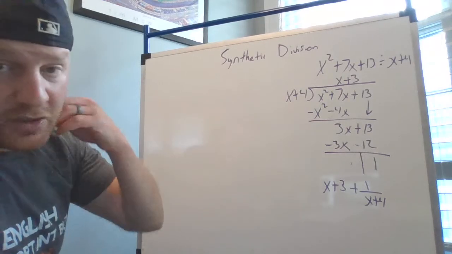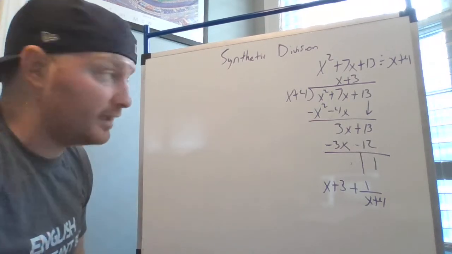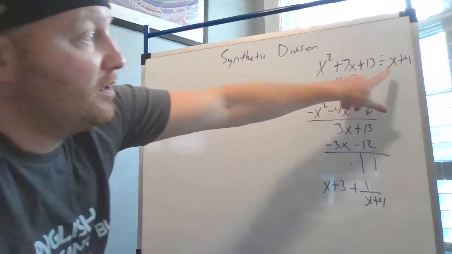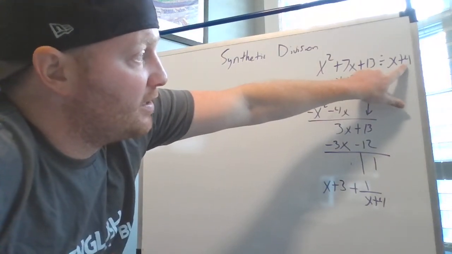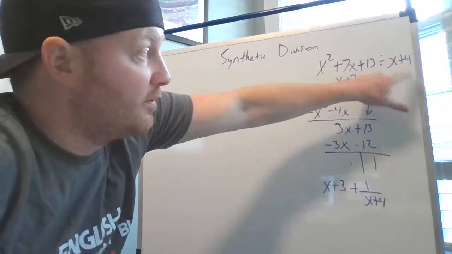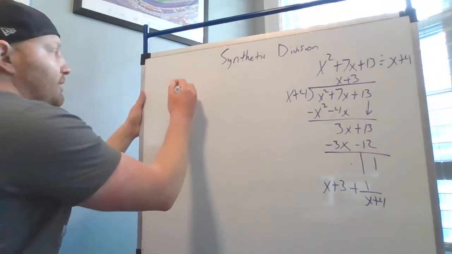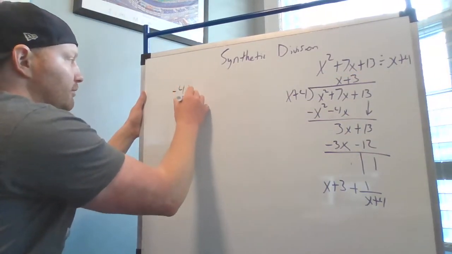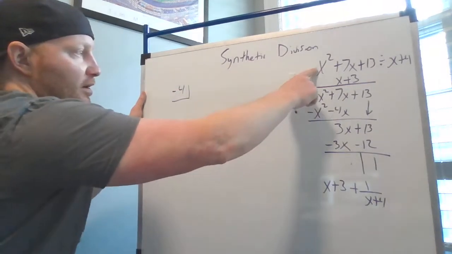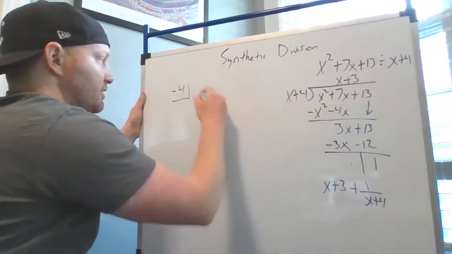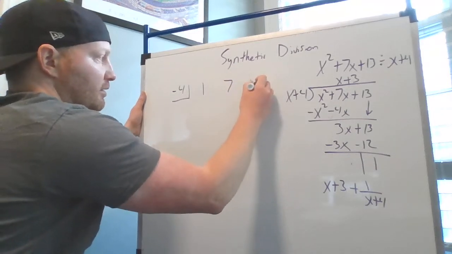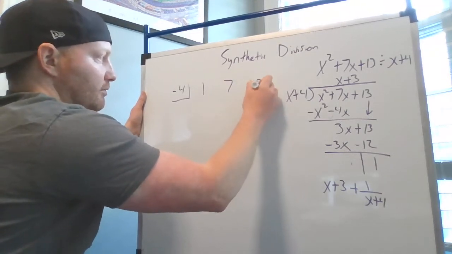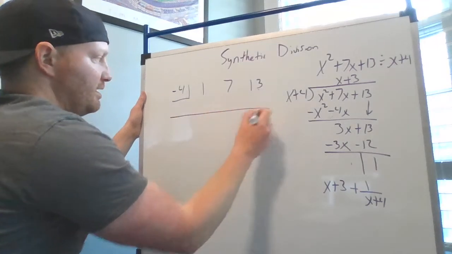Now, today is a new way to do it, and it's called synthetic division. Here's how you do it. You take this quotient, and you take this number right here, and you take the opposite of this number, and you do it like this. -4. Put it over here, and then only put the coefficients. 1, 7, 13. And watch how easy this is.